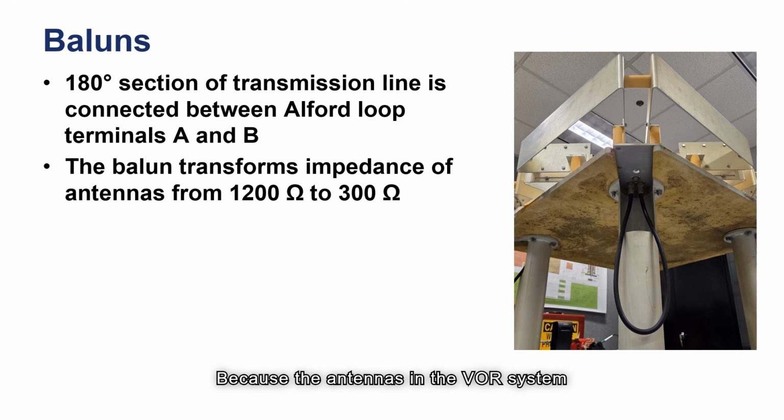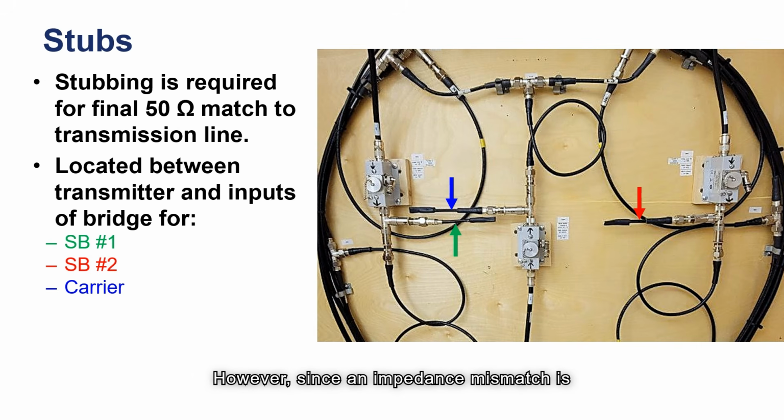Because the antennas in the VOR system are designed to have broadband characteristics, they will exhibit an impedance of 1200 ohms in the frequency band of 108 to 118 megahertz. A balun is installed under each antenna then to transform the unbalanced transmission system to a balanced one. There is also an impedance transformation that occurs to bring the antennas down to appear as 300 ohm loads. However, since an impedance mismatch is still present, VOR systems use stubbing to reduce the voltage standing wave ratio, or VSWR, on the transmission feed lines down to 50 ohms to match the transmitters.